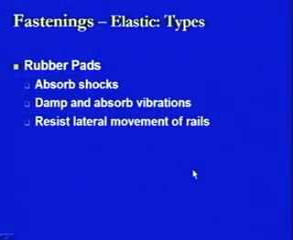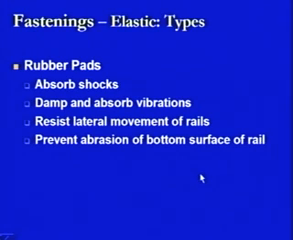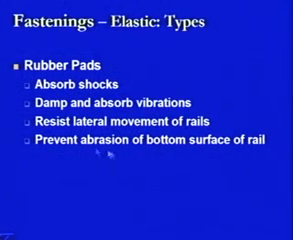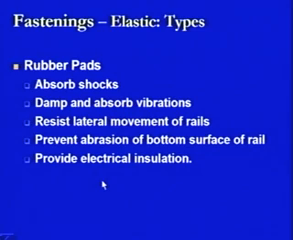They also resist the lateral movement of the rails because of its tendency. They will not allow the movement. They prevent abrasion of the bottom surface of the rail. This is another important thing. Because of the rubbing action between the two types of surfaces, there are all chances that the abrasion may take place. So, as soon as we have provided the rubber pads, this chance of abrasion, that is removal of the surface material, will not be there. Then they also work as electric insulation.